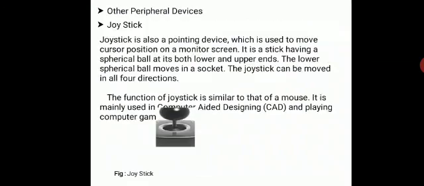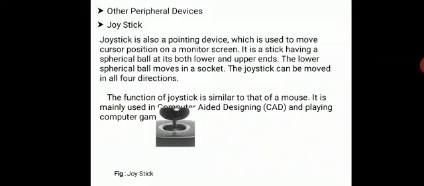Next, fifth one is the joystick. Joystick, in the sense, is like a gear lever. Joystick is also a pointing device which is used to move the cursor position on a monitor screen. It is a stick having a spherical ball at both its lower and upper ends.